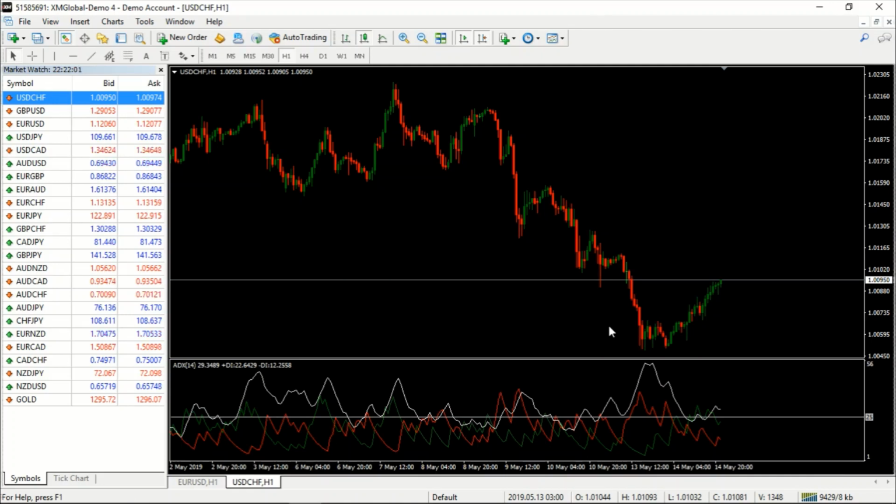Also, the most important thing that the average directional movement indicator or ADX indicator shows you is also when not to be taking part in trading in the market. And that is a key rule that we need to remember. When ADX is below the 25 mark, we do not want to be entering any kind of trades.